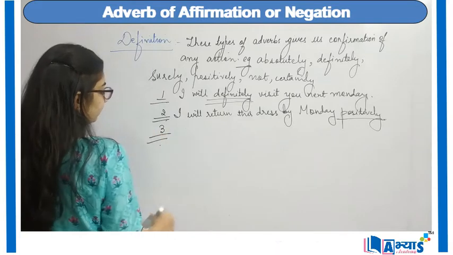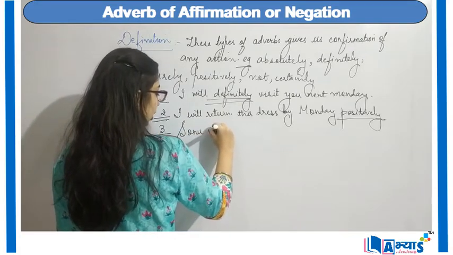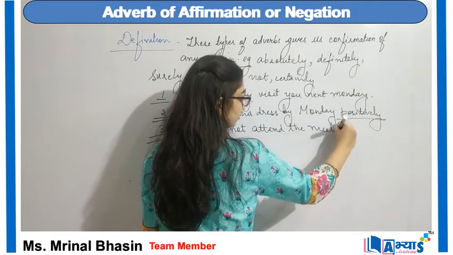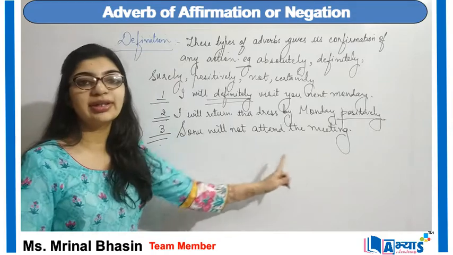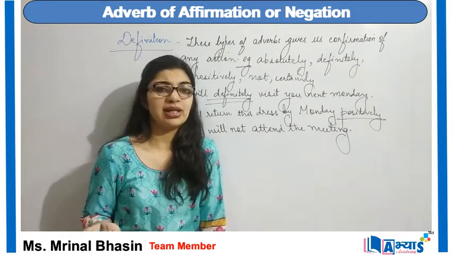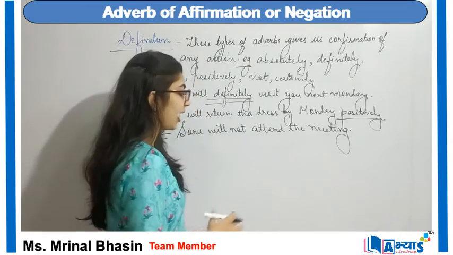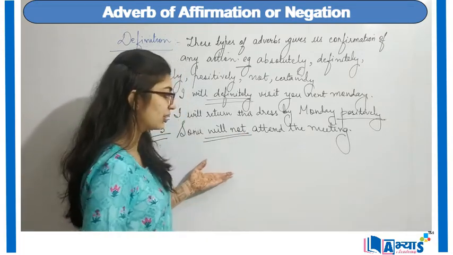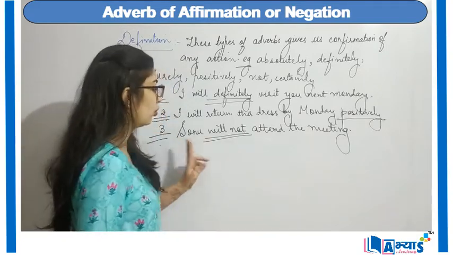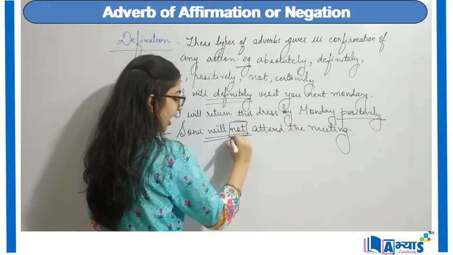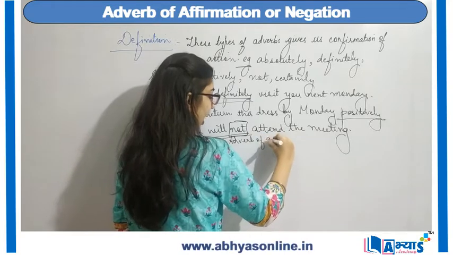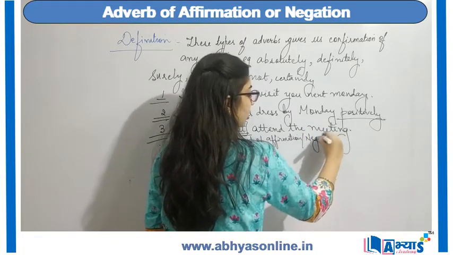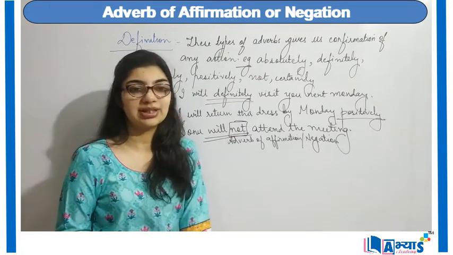Next example can be, Sonu will not attend the meeting. Now Sonu will not attend the meeting. I am confirmed because maybe Sonu has told me so. And because I am confirmed, therefore I am using will not. Because I am definite about the action that he will definitely not attend the meeting. So Sonu will not attend the meeting. Here my not is the adverb of affirmation or negation. Why? Because I am definite, I am sure that he will not attend the meeting.